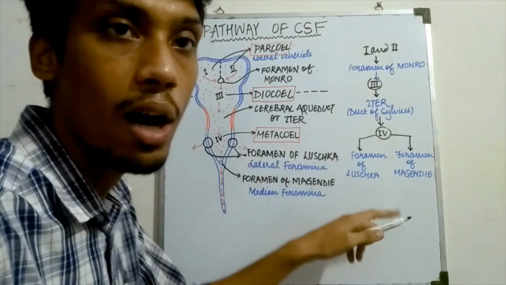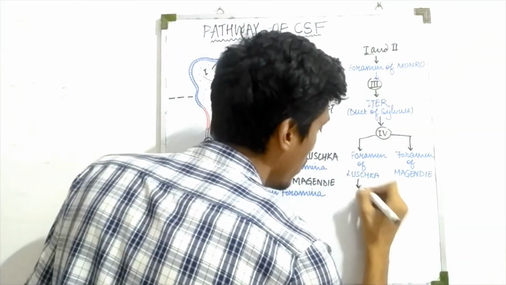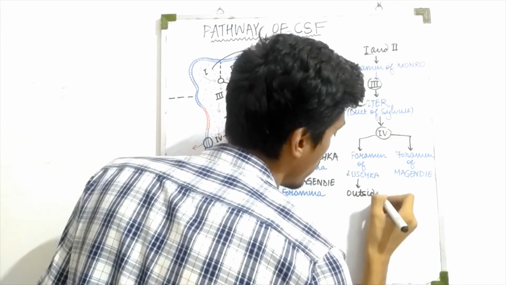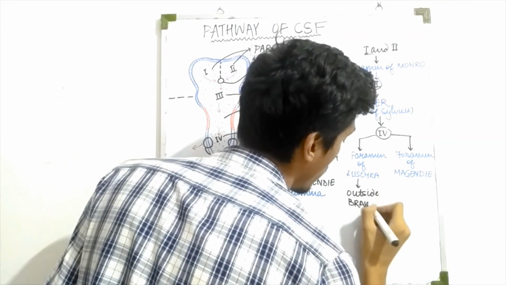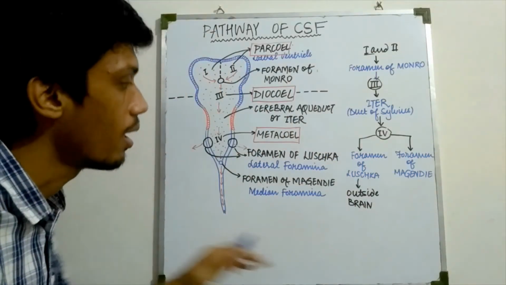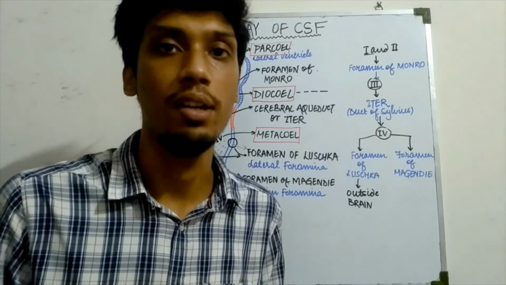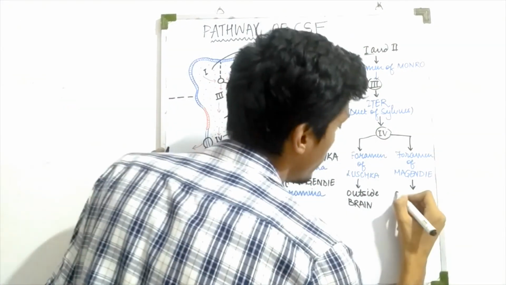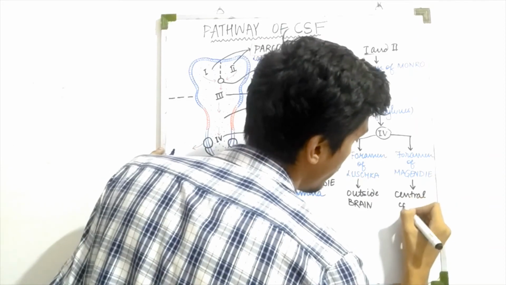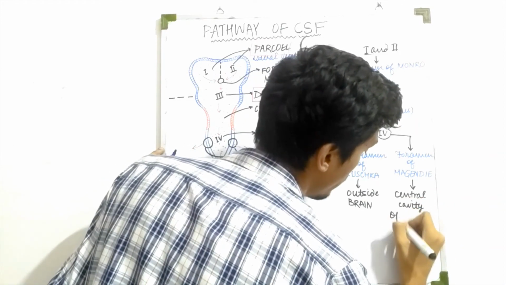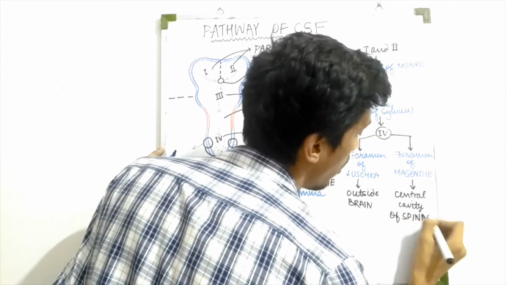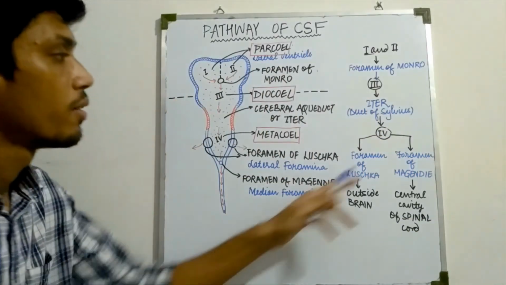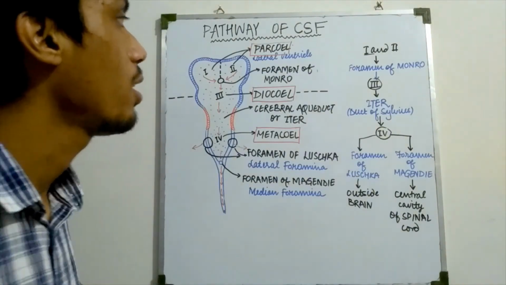The foramen of Luschka is the lateral foramina, and from it the CSF will go outside the brain. Outside the brain means into the subarachnoid space, where the CSF is present. And from the foramen of Magendie, it will go to the central cavity of the spinal cord.